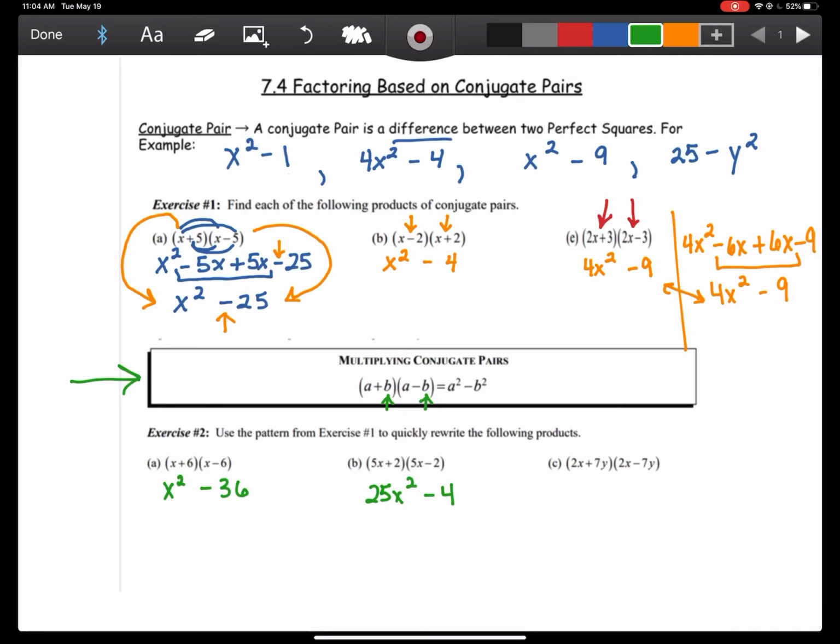Okay, letter C. Do we have the same first terms? Yes. Do we have the same last terms? Yes, but they're opposites. That's good. That's what we want. Let's try it out. 2x times 2x, 4x squared. Positive 7y times negative 7y, negative 49y squared. Good to go. Okay, pause the video if you need to. Write down what you need to. We're going to move on to the bottom part of the notes.